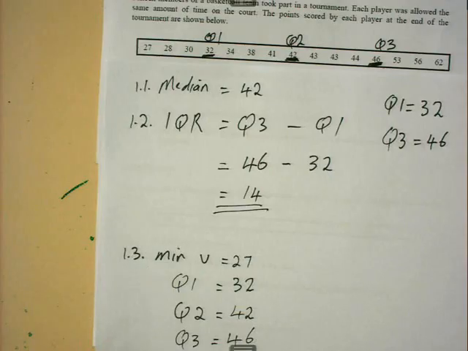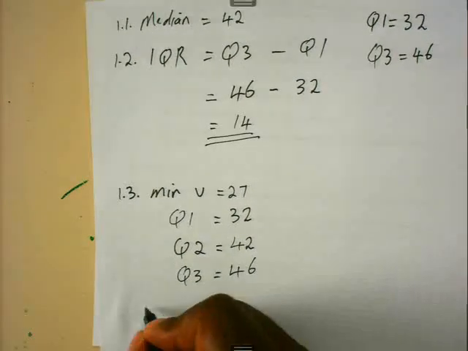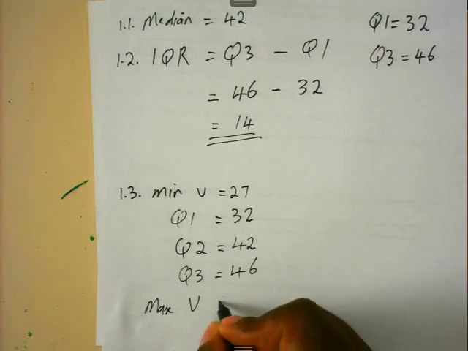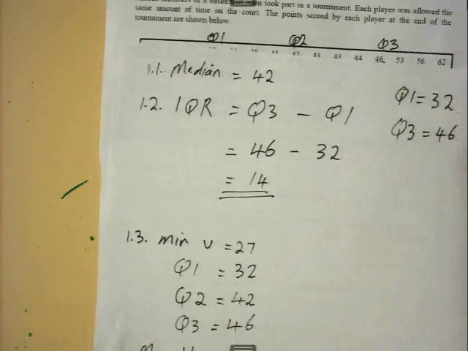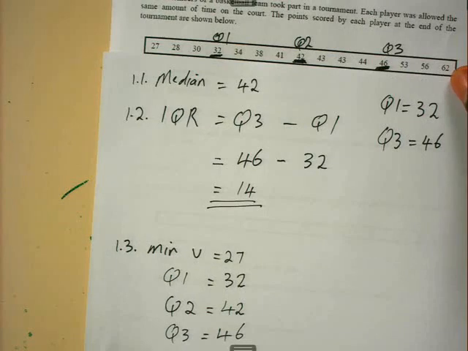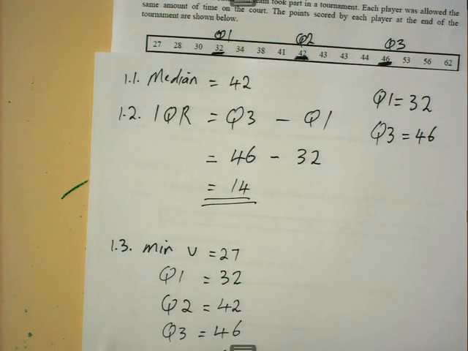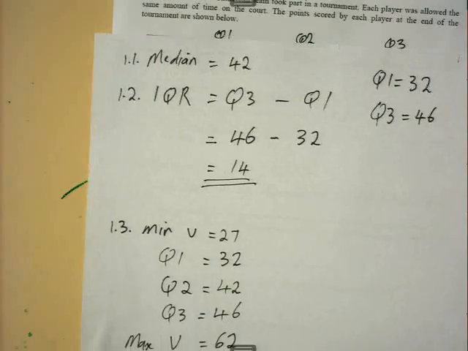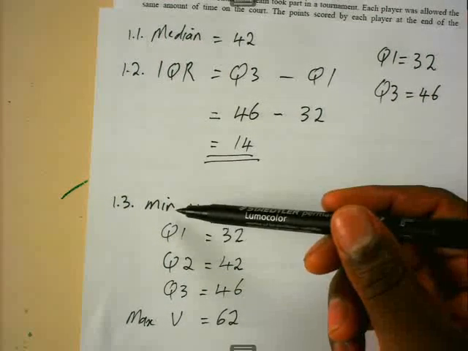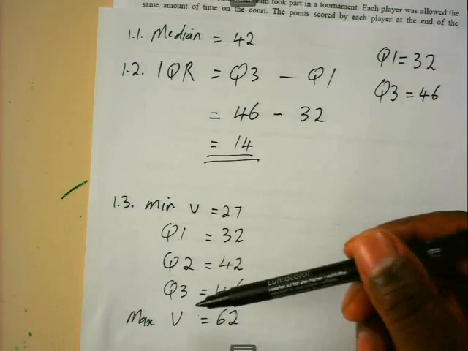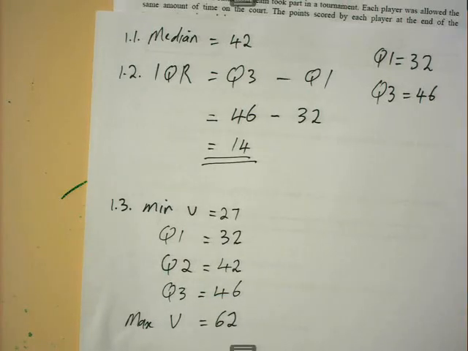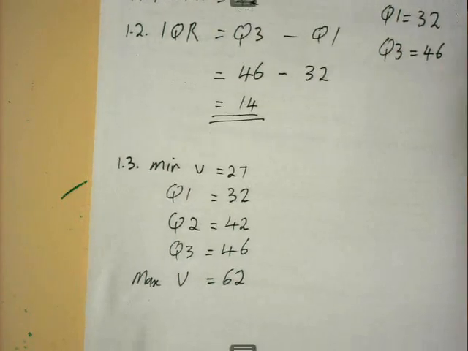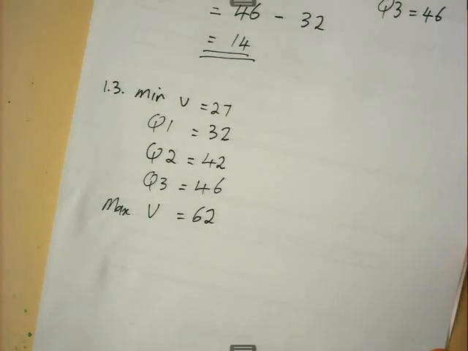And then the maximum value, let's check the data. Our maximum value is 62. I've given you the 5-number summary: the minimum value, Q1, Q2, Q3, maximum value. So our task now is to draw a box and whisker diagram, and we make sure that we indicate all those values.